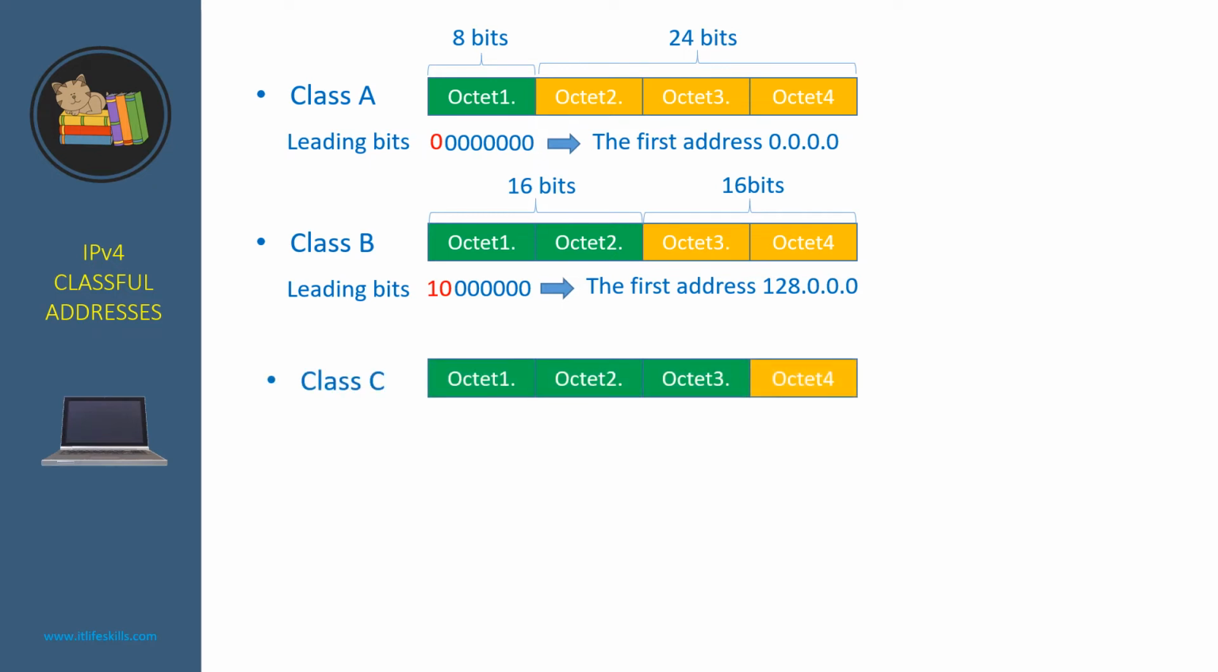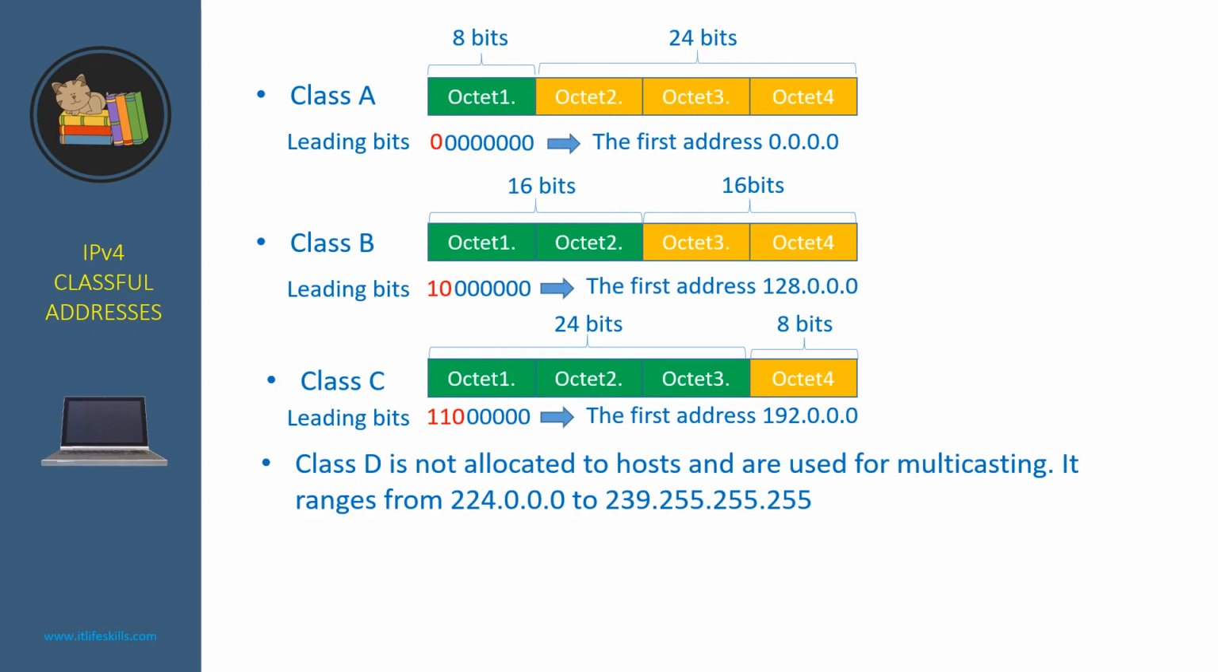Class C has 24 network bits and 8 host bits. It always has the first three leading bits of 110. So the first address in binary is this, and the first address in decimal is 192.0.0.0.